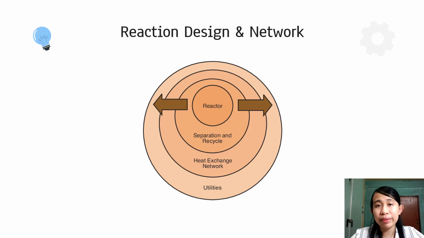Greetings, my name is Amelia, and I will be presenting about the reaction design and network. According to the onion model, when designing a plant, we first start with the reactor. And then when we finalize on that, we will go to the other layers, which are separation and recycle, heat network, heat exchange network, and utilities.